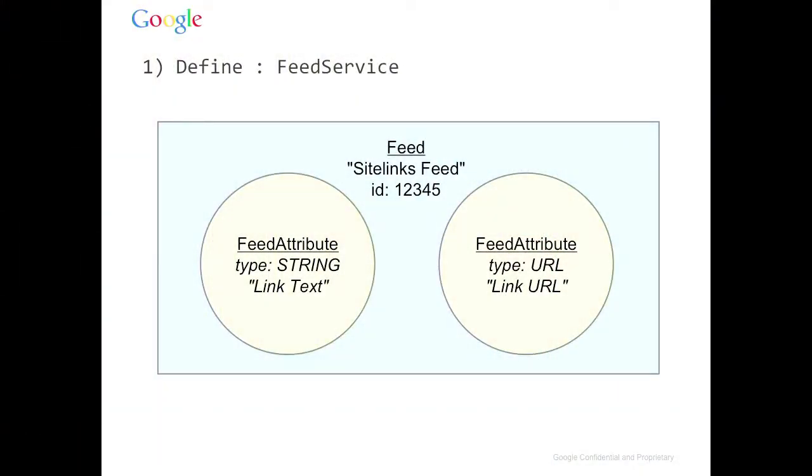Within our feed, we're going to create multiple feed attributes, where each feed attribute corresponds to a column within your table. So the feed is the table itself. The feed attributes are the columns within the table. And each feed attribute has its type. That's its data type. Right? On the left side, we have a string. On the right side, we have a URL. And then we have the label for that particular column. On the left, the label is link text. On the right, the label is link URL.